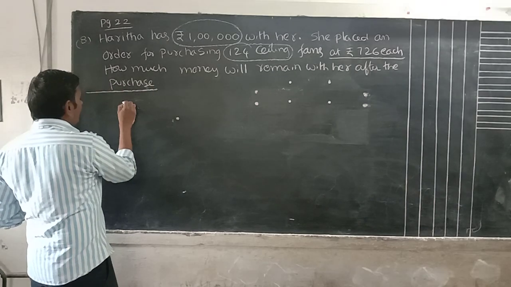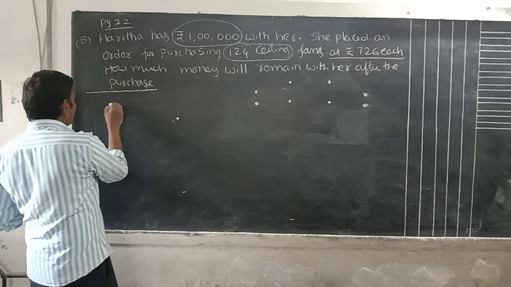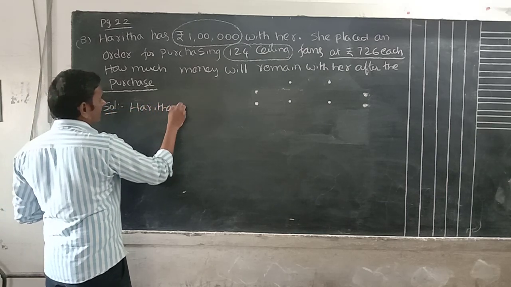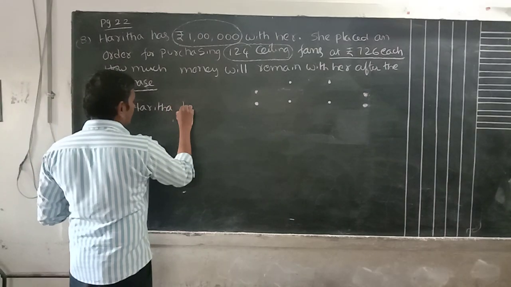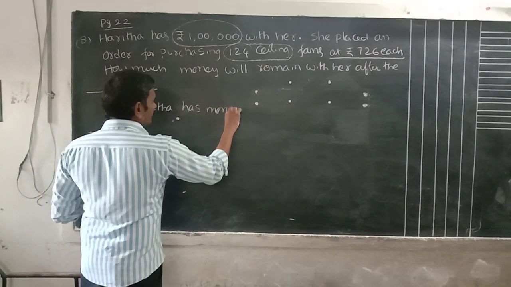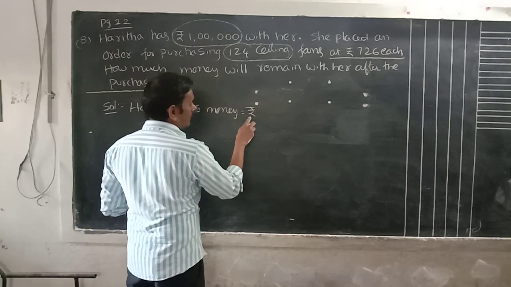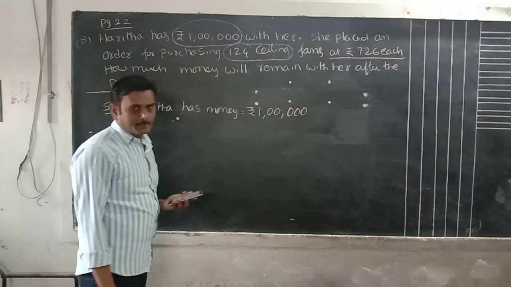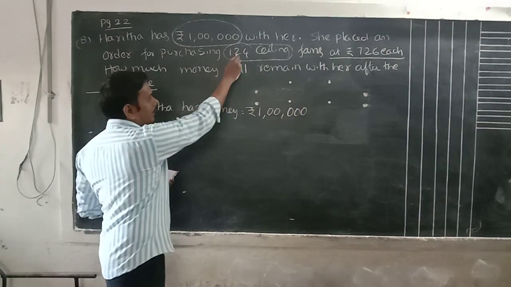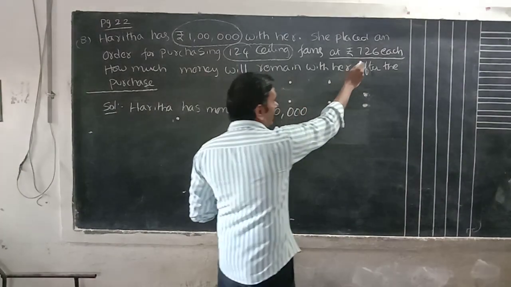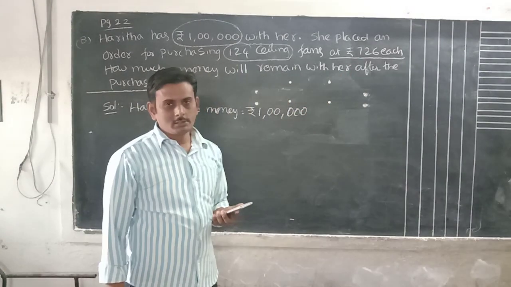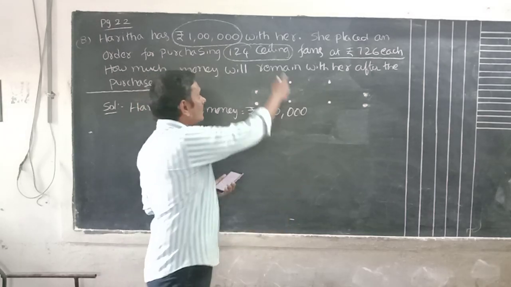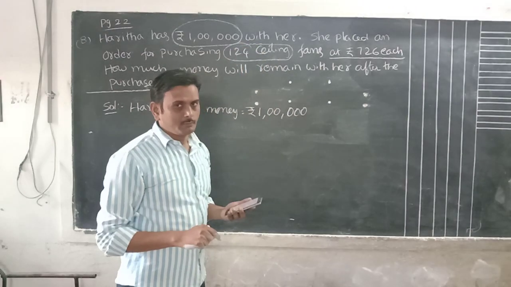First, what is the total amount? Harita had money equal to what? This is the rupee symbol. Already we know, 1 lakh rupees. How many fans did she buy? 124 fans. Each costs 726 rupees. Then I want to find the total price of the 124 fans.